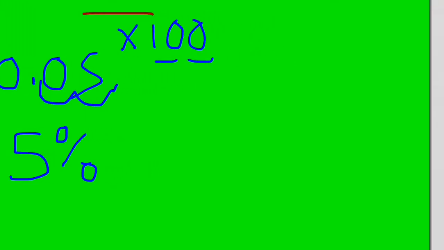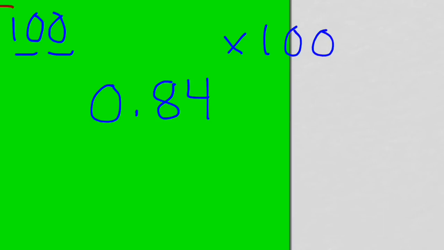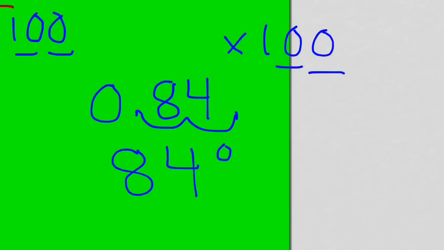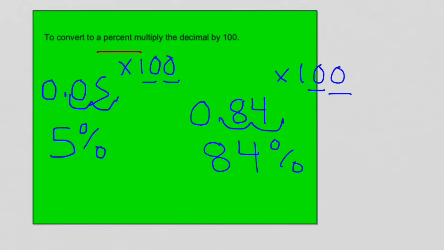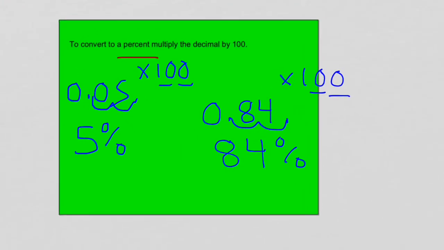And same thing with the other example. The other example was 0 and 84/100ths. And to mentally convert that to a percent, you would mentally multiply by 100. 2 zeros on 100 means shift the decimal 1, 2 spots to the right, and you get 84%. So in addition to changing fractions to decimals, we want to change fractions and decimals to percents.